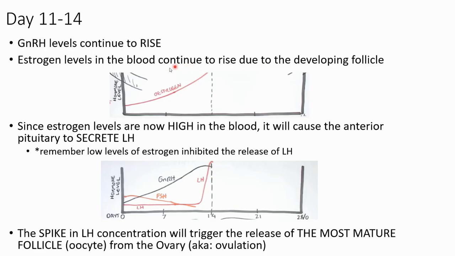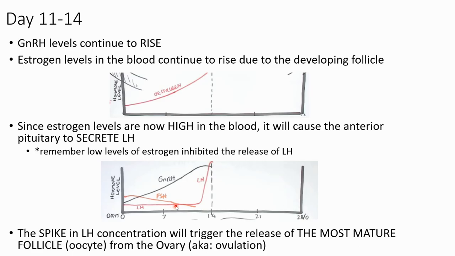So estrogen levels are going to continue to rise due to that developing follicle. Remember, it went from a primary follicle to a secondary follicle. Since estrogen levels are now high, that's going to cause the anterior pituitary to secrete that LH. So we've got high estrogen levels and high GnRH levels. Notice our luteinizing hormone is just going to be level.